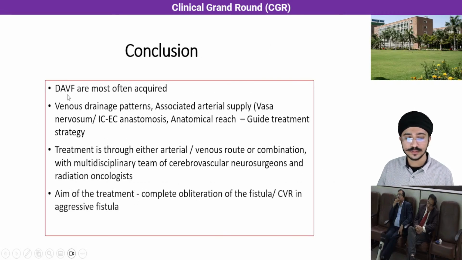So the take-home points: dural AV fistulas are most often acquired. They have different venous drainage patterns, and they have different arterial supplies. And we have to keep in mind, while embolizing, to take care of the EC-IC anastomosis and the vasa nervosum, and the anatomical reach of the fistula is used to guide the treatment strategy. The treatment is either by arterial or venous route or combination with the multidisciplinary team of neurosurgeons and radiation oncologists. The aim of the treatment is either the complete obliteration of the fistula or reduction of the cortical venous reflux in case of an aggressive fistula.